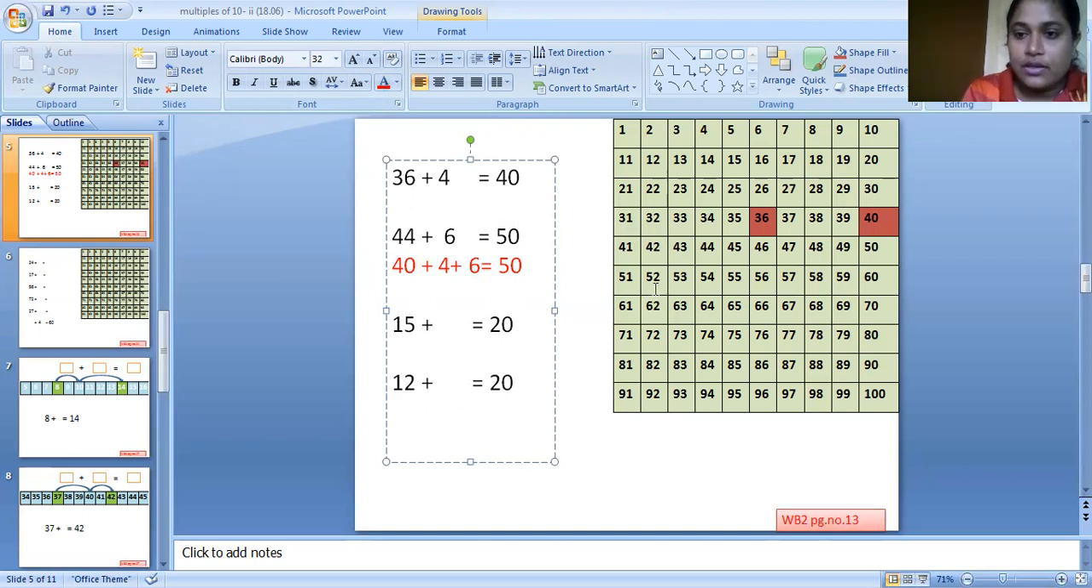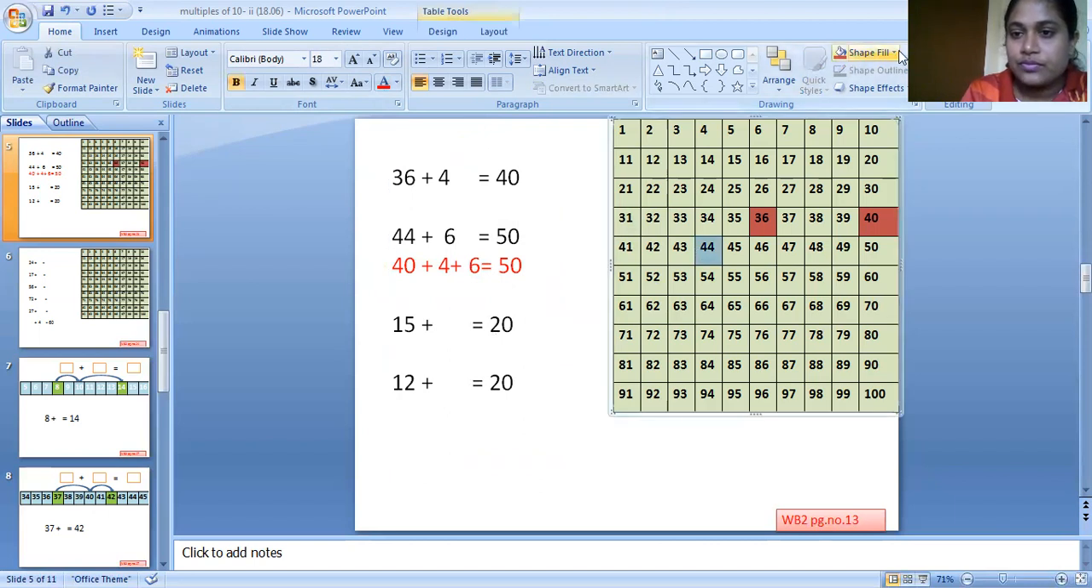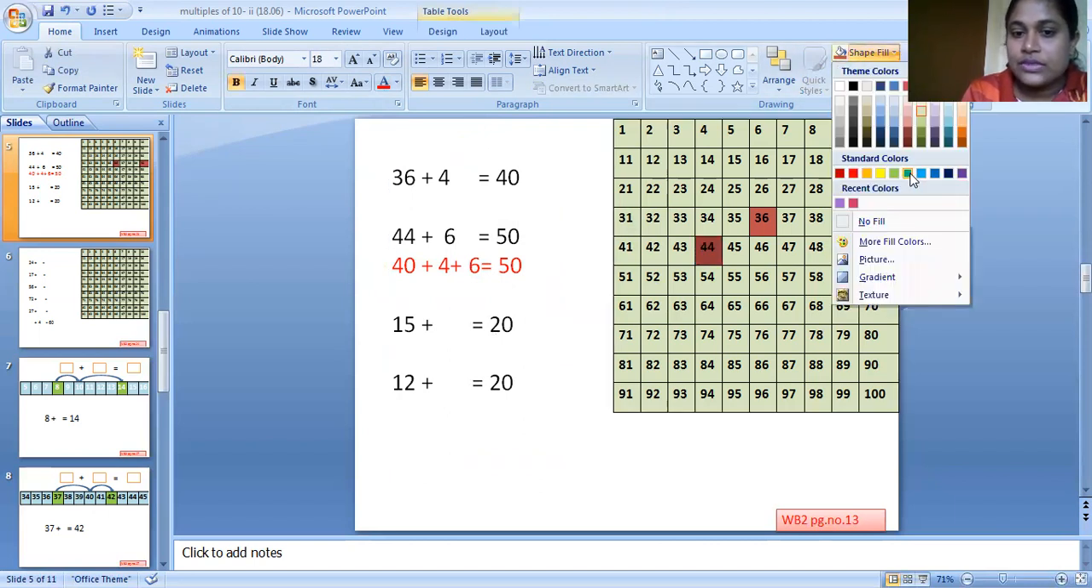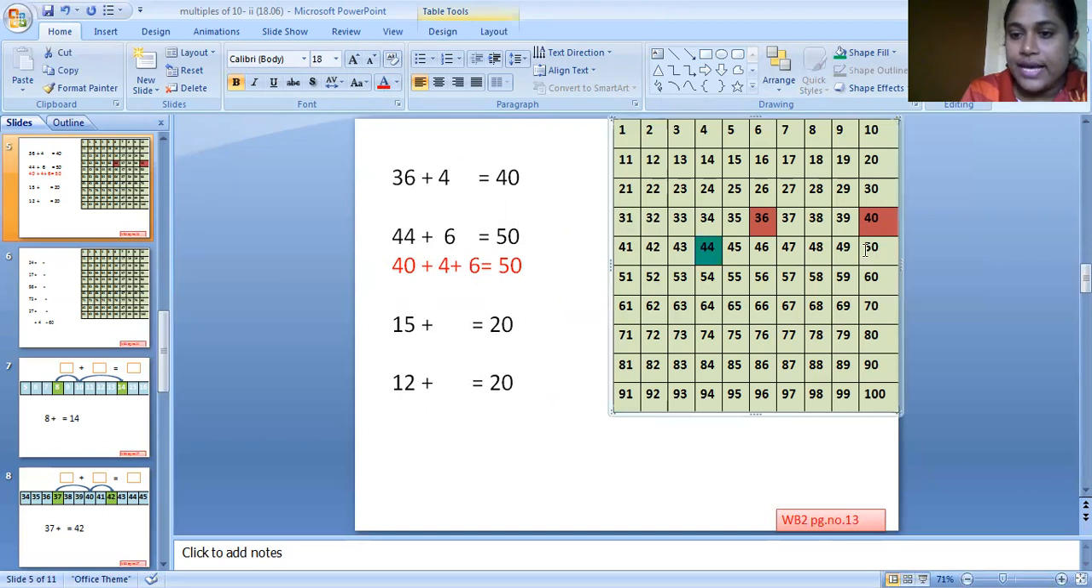Let's do it also on the 100 square. I will mark 44. And they have given 50 as the answer. And let's check. 1, 2, 3, 4, 5, 6. Yes, the answer is correct.